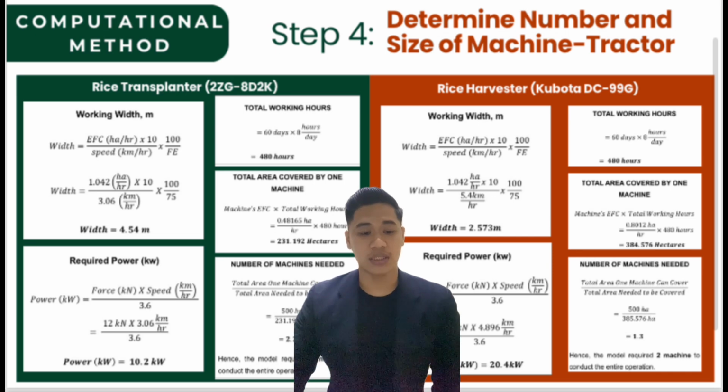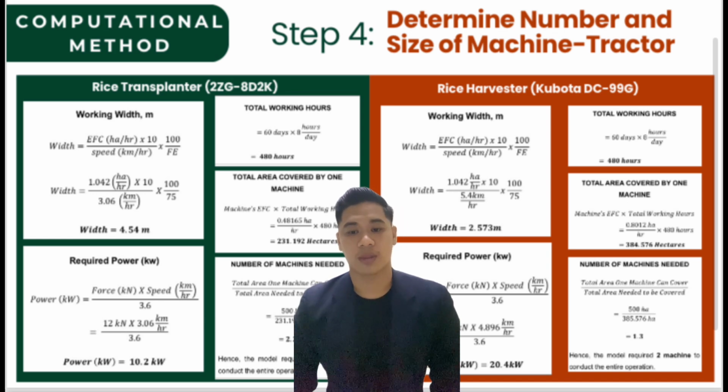For the required power, the formula is force times the speed divided by 3.6. The force is 12 kN and the speed is 3.06 km per hour. After calculation, we get the power is 10.2 kilowatt.